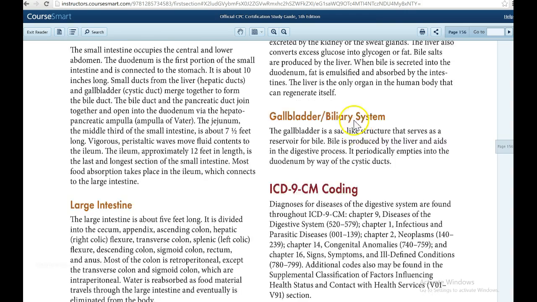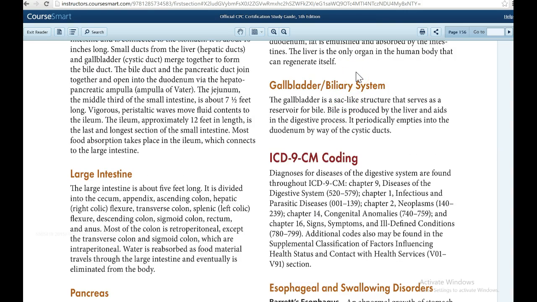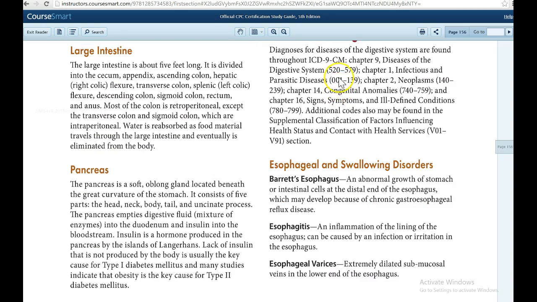Now, also make sure you know what the large intestines consist of. The large intestines is about 5 feet long, and it is divided into the cecum, the appendix, ascending colon, hepatic flexure, transverse colon, the splenic flexure, the descending colon, the sigmoid colon, the rectum, and the anus. Most of the colon is retroperitoneal except for the transverse colon and the sigmoid colon, which are intraperitoneal. Water is reabsorbed as food material travels through the large intestines and eventually is eliminated from the body.